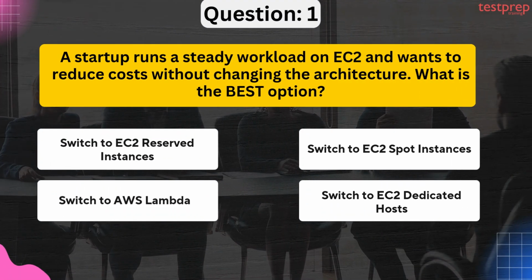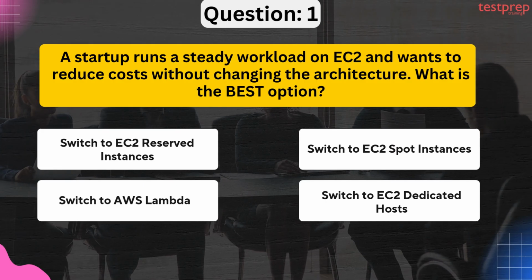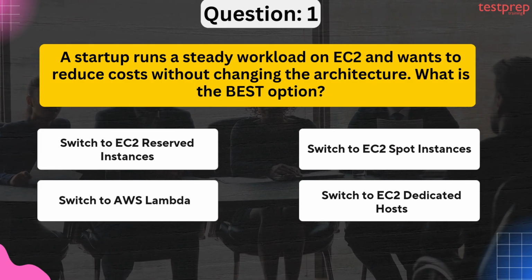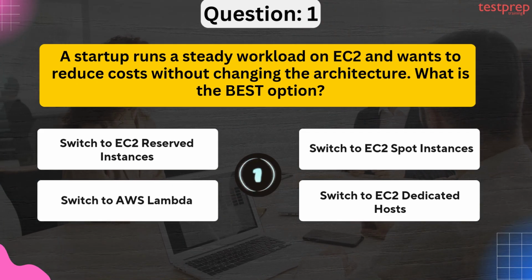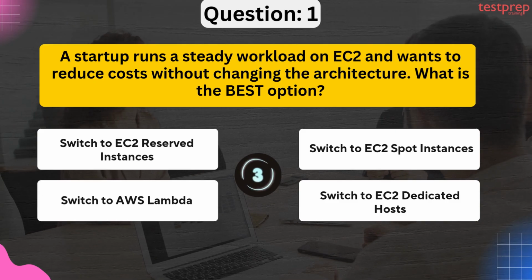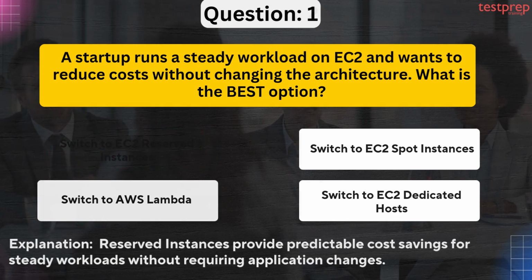Question 1. A startup runs a steady workload on EC2 and wants to reduce costs without changing the architecture. What is the best option? The correct answer is switch to EC2 reserved instances. Reserved instances provide predictable cost savings for steady workloads without requiring application changes.